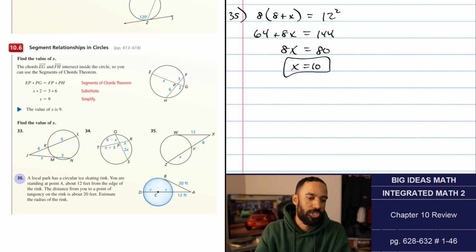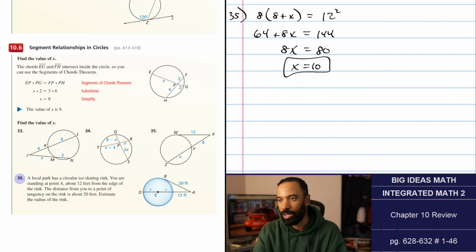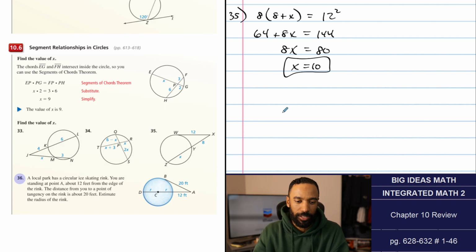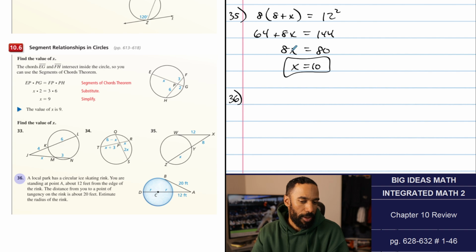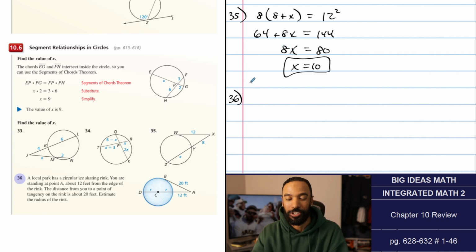Number 36, word problem. A local park has a circular ice skating rink. You're standing at point A, about 12 feet from the edge of the rink. Boom. The distance from you to a point of tangency on the rink is about 20 feet. Estimate the radius of the rink. I doubt anyone does this mathematically when they're at a skating rink. Scientists probably do this stuff to figure out certain things that they want to do, and I meant engineers.